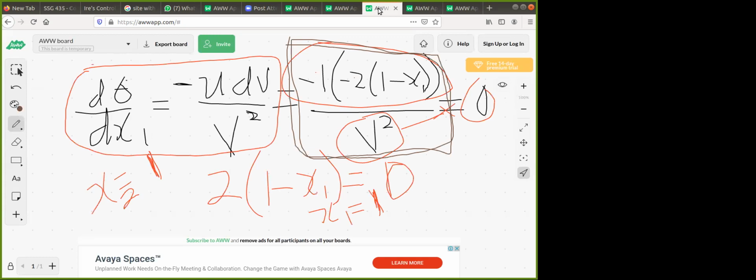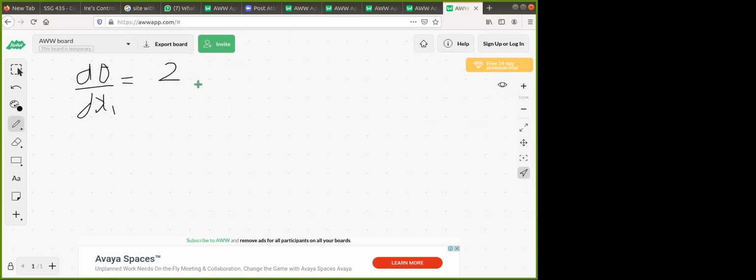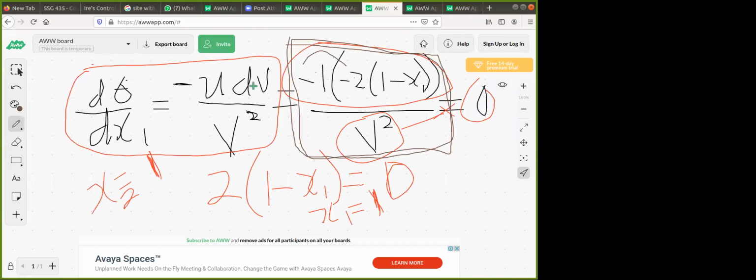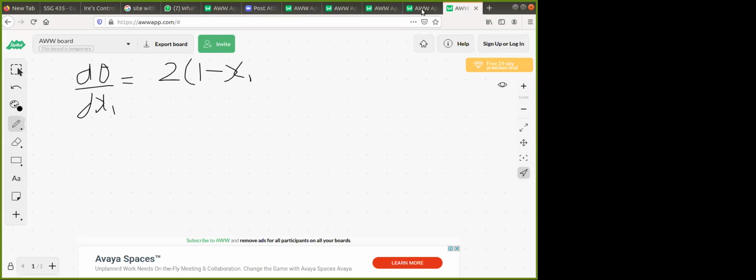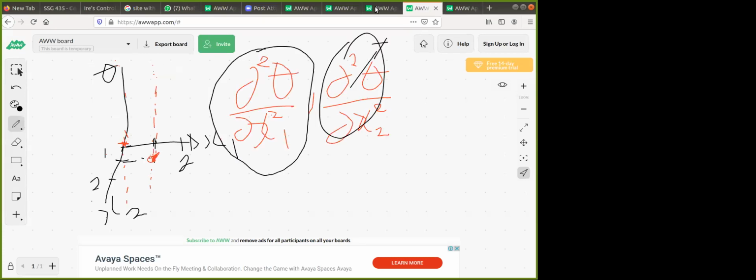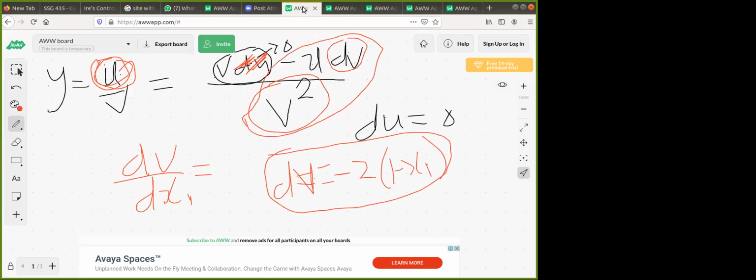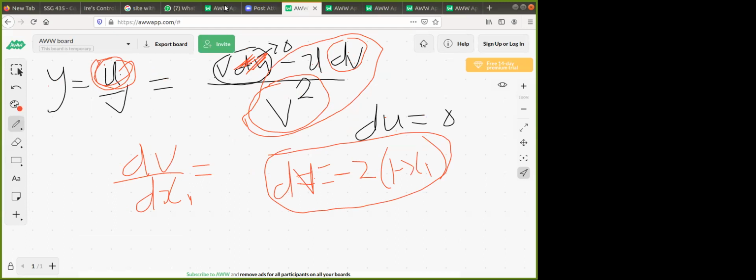Okay, minus 1. We can just make this one plus, since it's minus times minus. So it means we'll be left with 2 times (1 minus x1), everything over v squared. I remember our v squared is gotten from here. This is our v, so we'll square the whole of this. That will be our v squared.